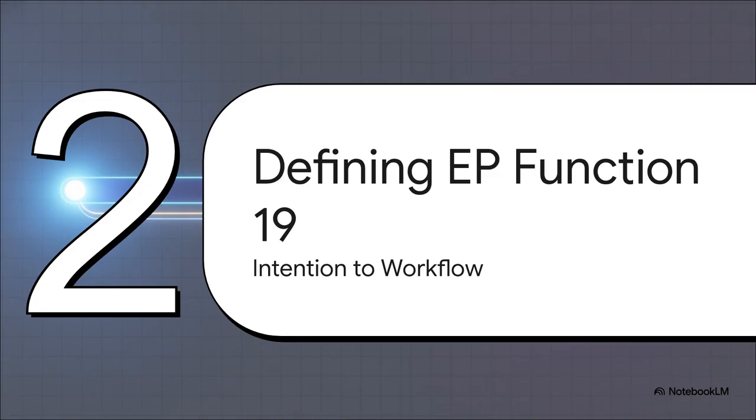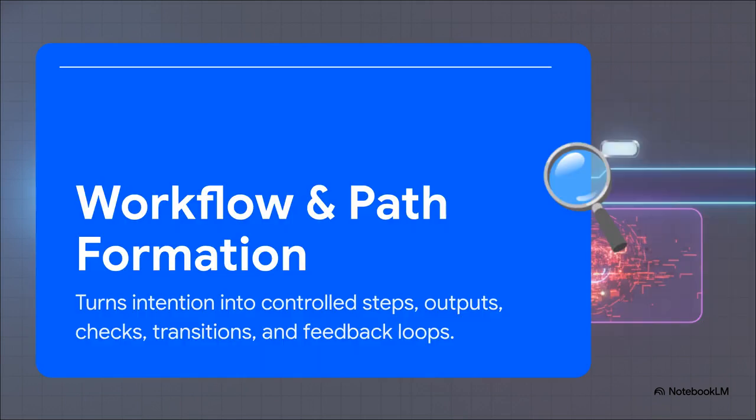Moving on to Section 2, defining EP function 19, from intention to controlled workflow. This brings us directly to the solution. And it's all about treating AI output not as some kind of magic trick, but as a disciplined operational process. So what is workflow and path formation?